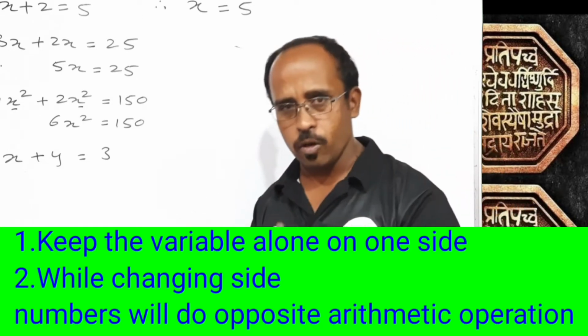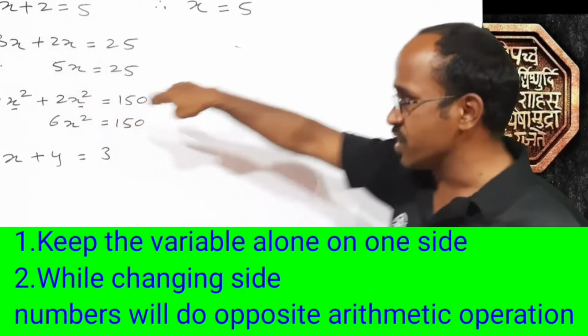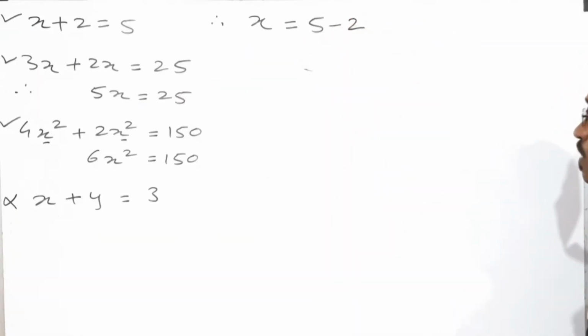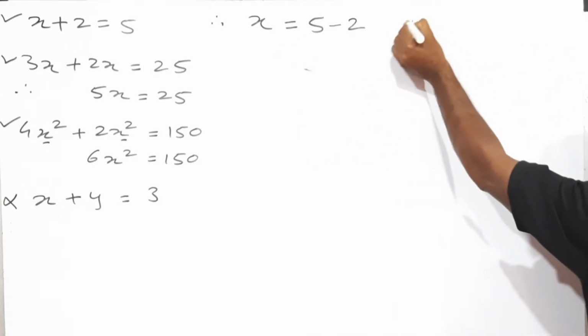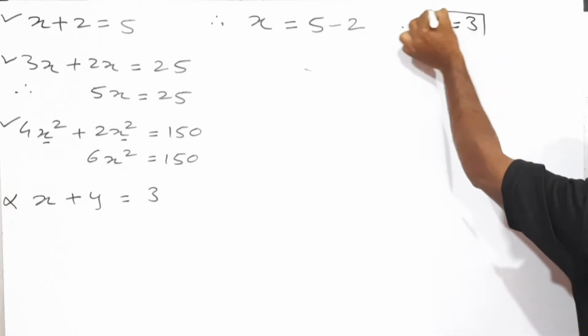the opposite arithmetic operation. So here this 2 is doing addition. After changing side it will do subtraction. So it will be 5 minus 2. Therefore x is equal to 5 minus 2. Therefore we can say x is equal to 3. Clear, friends?